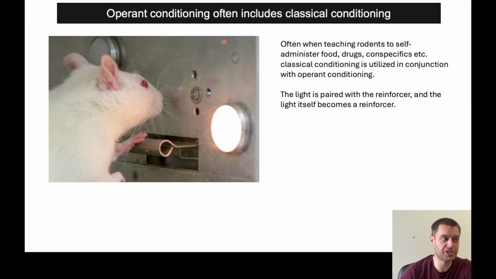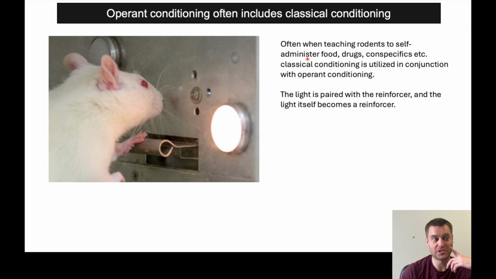So operant conditioning, as I kind of already alluded to, often includes classical conditioning. Here's a picture of a rat in an operant box, and this is an example of the levers that they will push. They push the lever and a light will come on. Pairing a stimulus with a behavioral response that you want to increase will really help teach the thing that you're trying to teach.